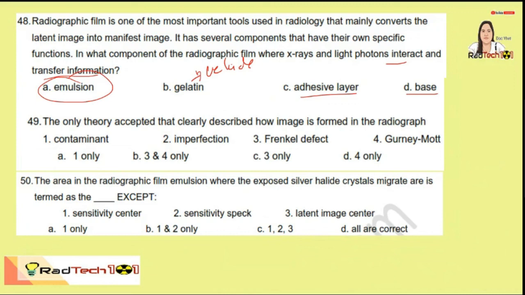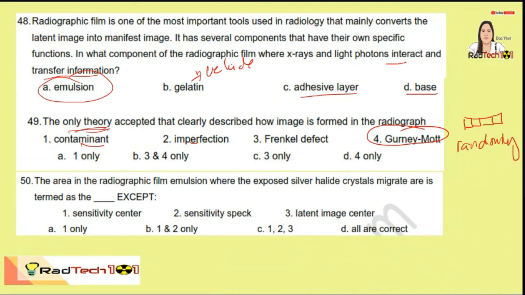Next, the only theory, that is Gurney-Mott theory, that described how image is formed in the radiograph. Frenkel defect refers to the contaminant or the imperfection in the arrangement of the silver halide crystals. So yung ating silver halide crystals, hindi siya naka-arrange sa ating emulsion. Hindi siya parang naka-align na ganito. Instead, the silver halide crystals are randomly arranged. Parang they are scattered lang everywhere. So that is what we call the Frenkel defect, the imperfection or the contaminant in the radiographic film.